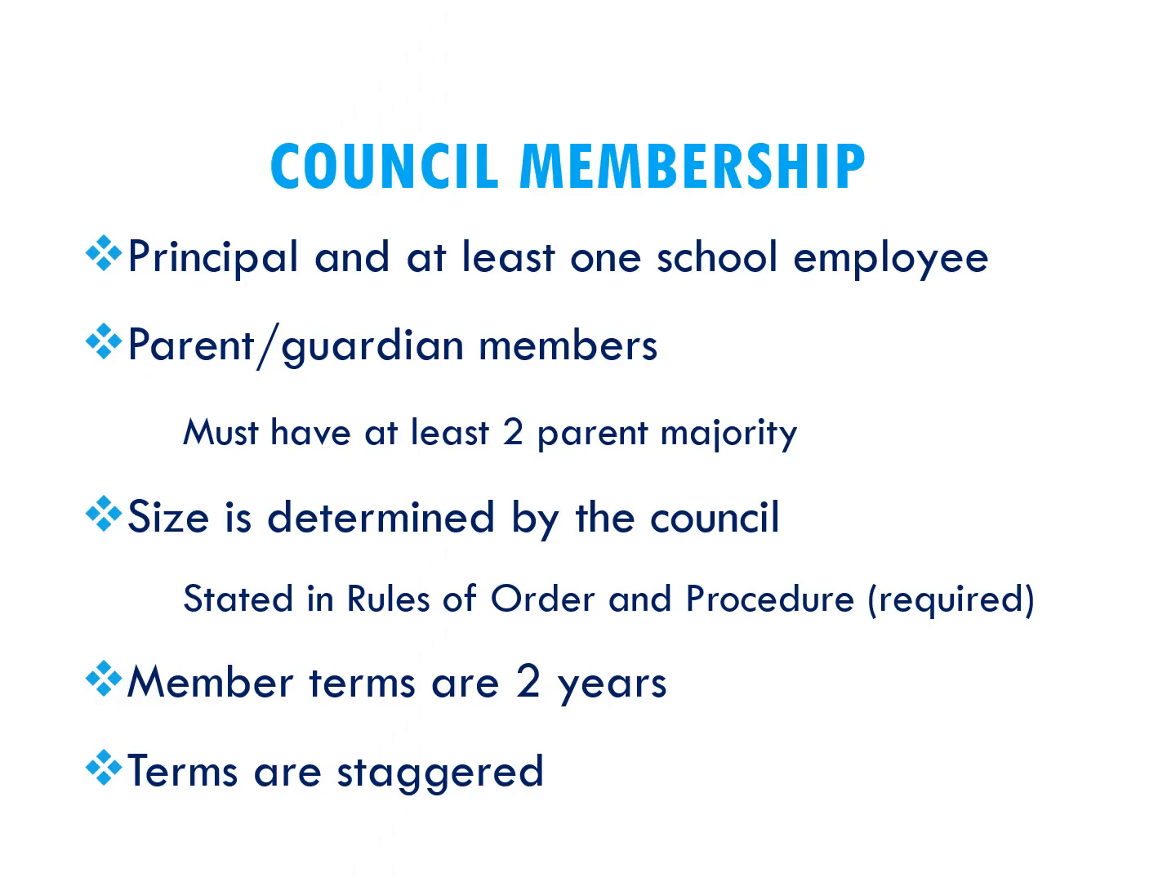Council membership must include the principal and at least one school employee. Because the councils are parent-focused, there must be a 2-parent majority. So if you have the principal and one school employee, you will need 4 parent members. The size is determined by the council and must be stated in the Rules of Order and Procedure. Member terms are 2 years, and the terms are staggered, so you will be electing half of your parents every year to 2-year terms.